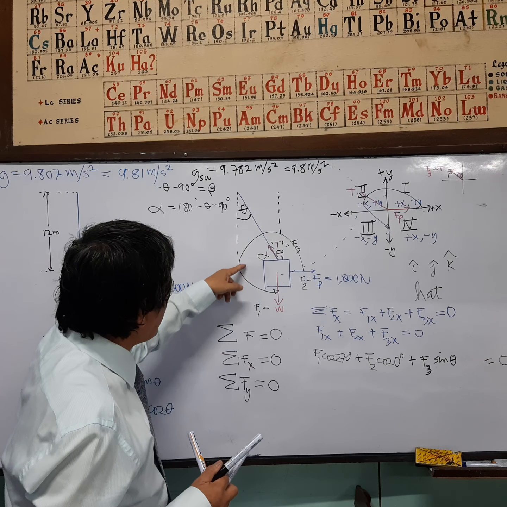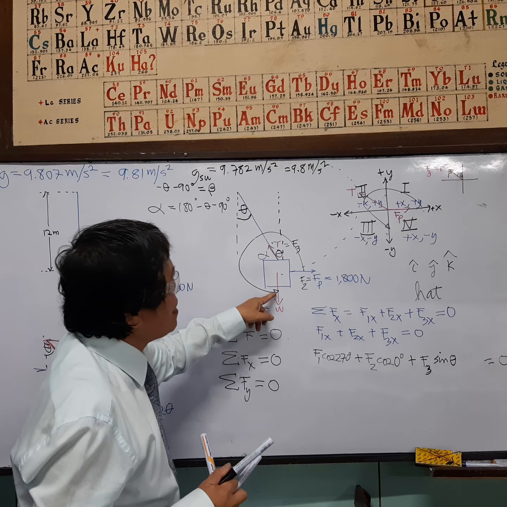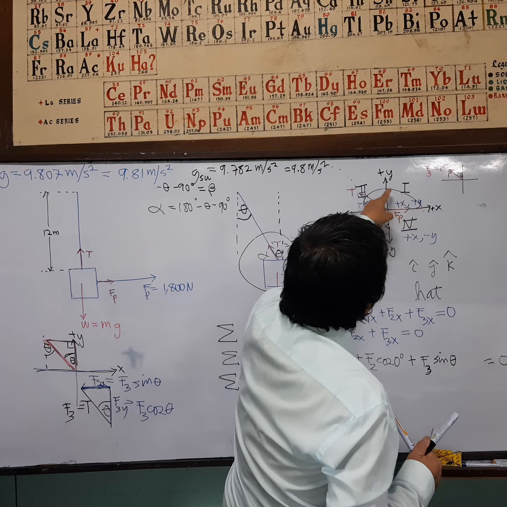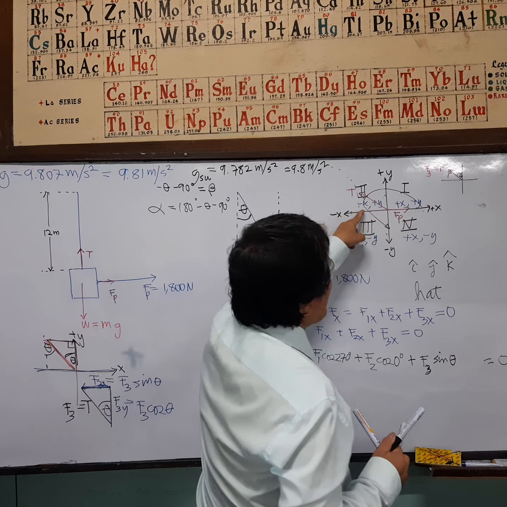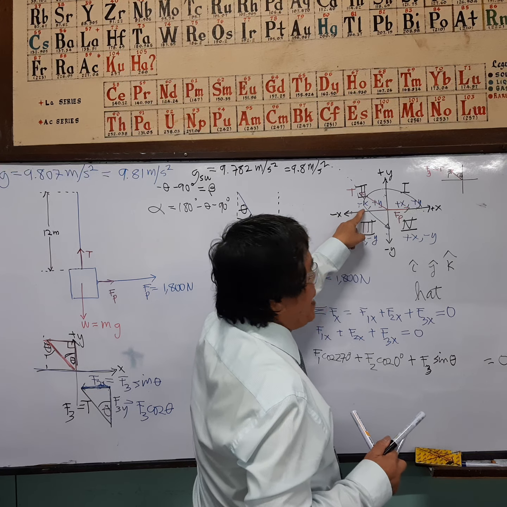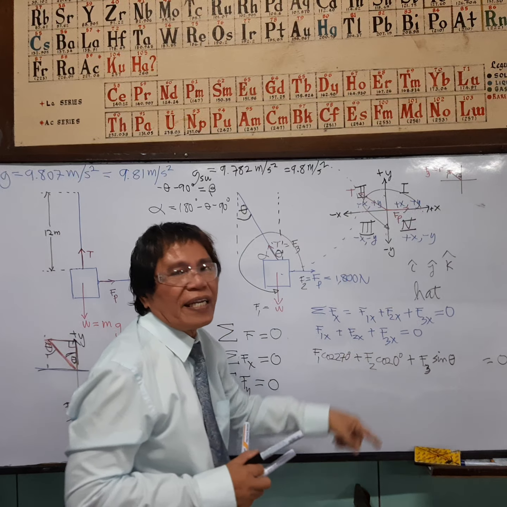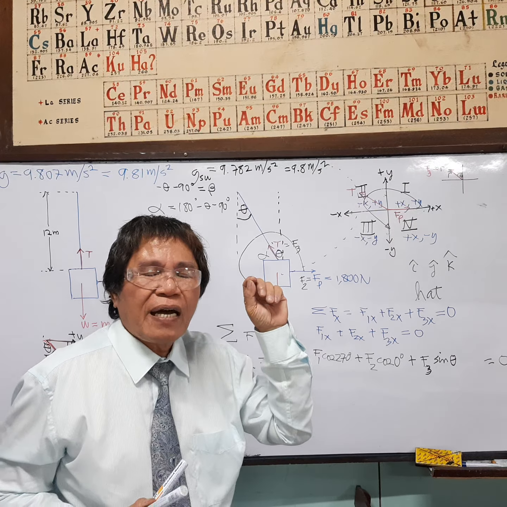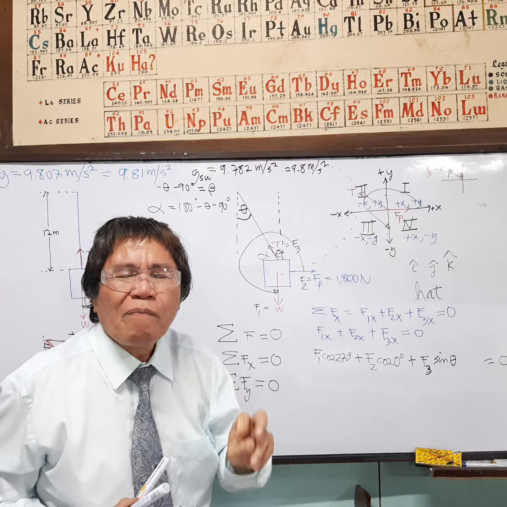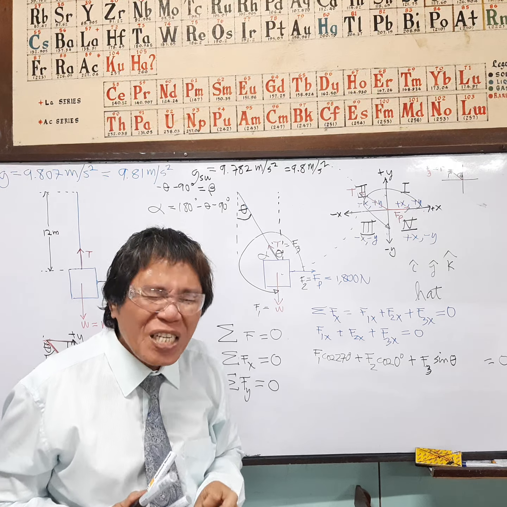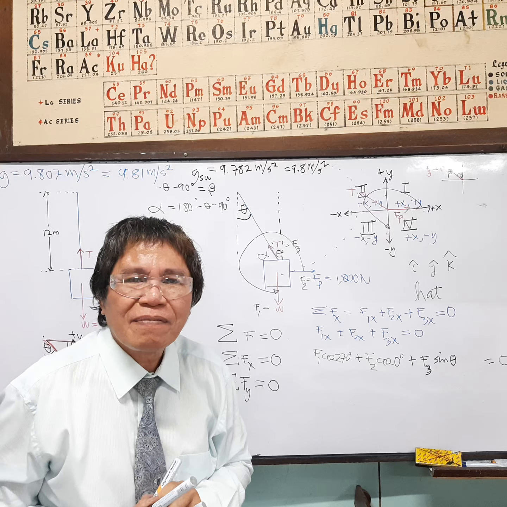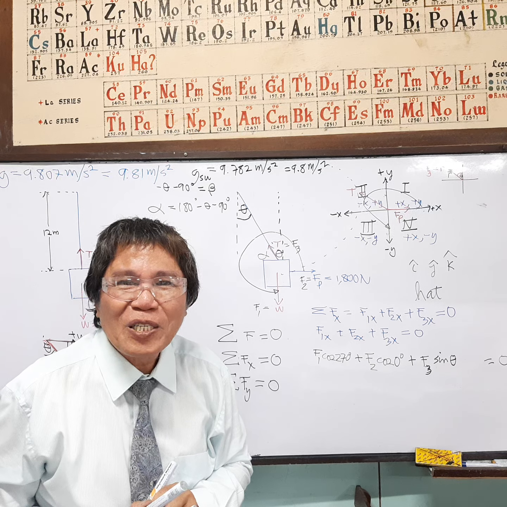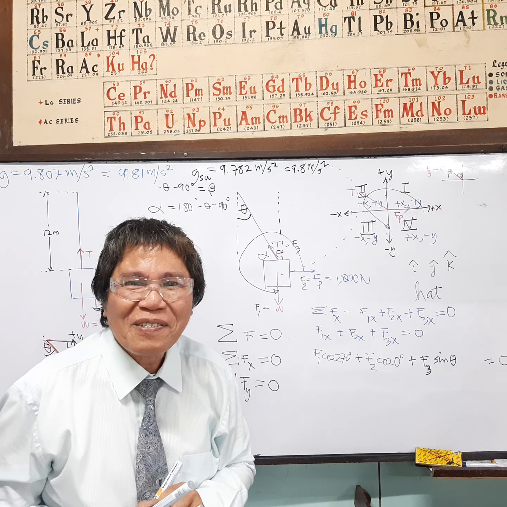90 plus another 90 is 180, plus another 90 is 270. From here to here is 90 degrees, from here to here another 90. 90 plus 90, 180, another 90, 270 degrees. That's why you have 270 degrees. We use the trigonometric function cosine if the angle is measured from the x-axis. We use sine if the angle is measured from the y-axis.